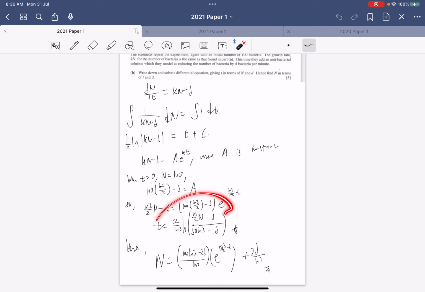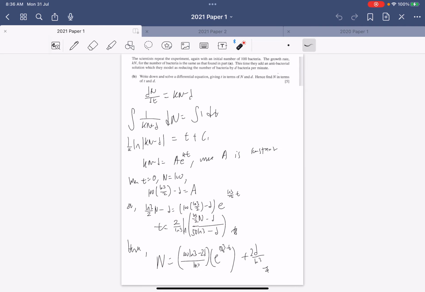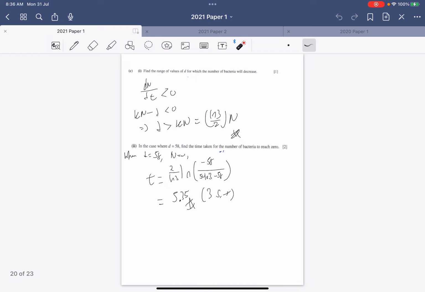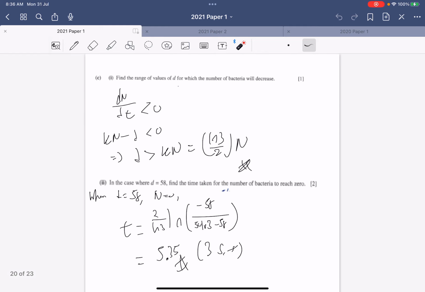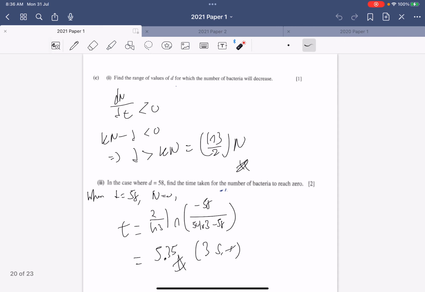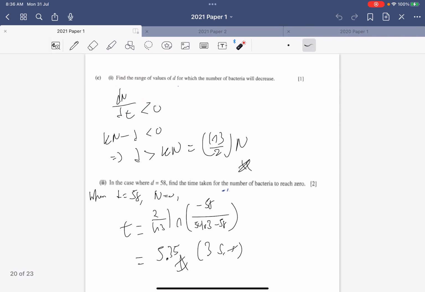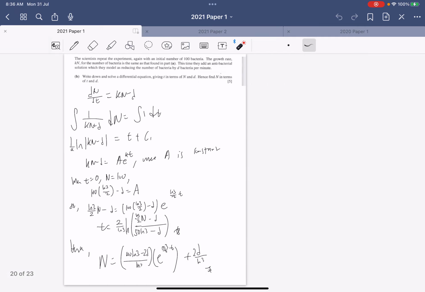So now you have two functions, n and t, and that's what the question wants you to do. Next, we're supposed to find the range of d such that the bacteria will always decrease. That means dn/dt must be decreasing, so it's negative. This just means kn minus d is less than 0. So d has to be greater than kn, which is equal to ln 3 over 2n. So that's the range of d.